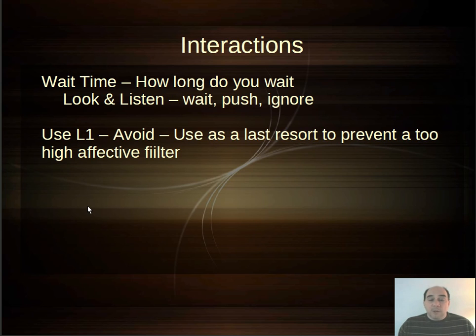The book here suggests using the L1 if necessary. I would tell you to avoid it as much as possible. They're here to learn the second language. Now, I don't want the affective filter way too high. And if that's going to be the case, then I want to possibly use it. Use it as a last resort in order to prevent the affective filter from going too high.